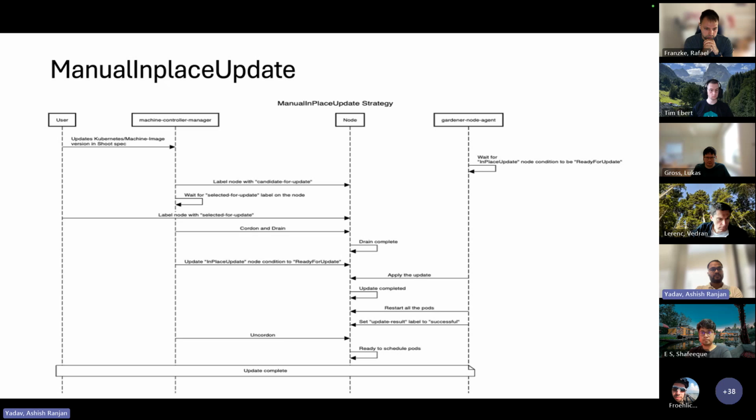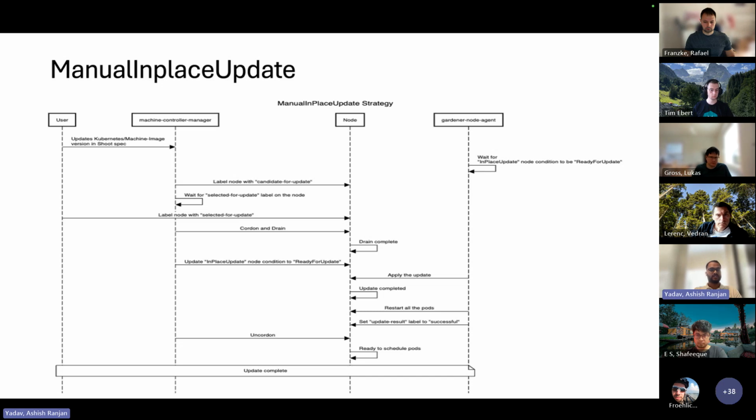So here also, whenever the user changes the spec, MCM will mark all the nodes under that worker pool with candidate for update. And then here, MCM will wait for the selected for update label on the node. It will not just go ahead and mark all the nodes as selected for update. This is a major difference between auto and manual in-place update. So once the user selects a particular node by labeling the node with the selected for update label, MCM will go ahead and proceed with the rest of the update process as discussed in auto in-place update.